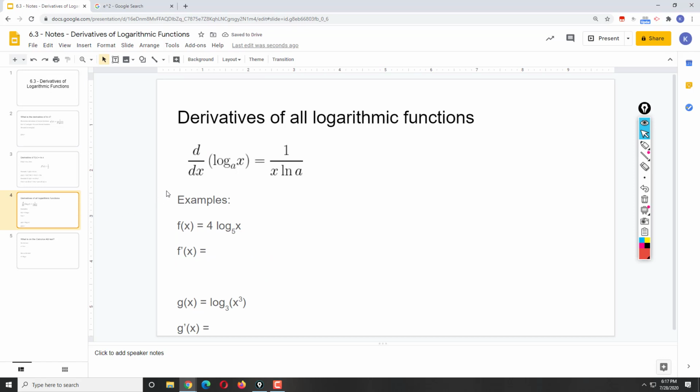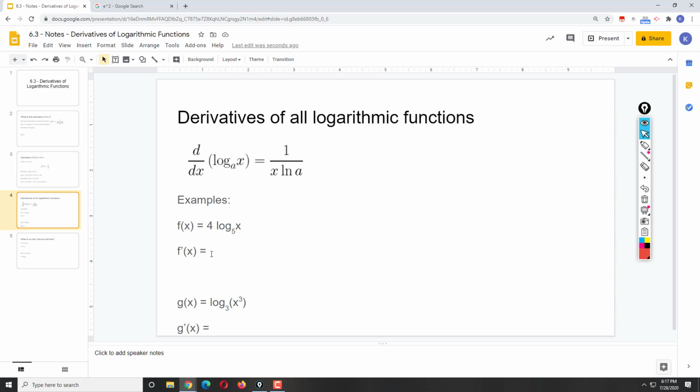Next, what about the derivatives of all logarithmic functions for any base? The derivative of log base a of x is actually equal to 1 over x times 1 over ln a. Khan Academy has a nice proof of this. I'll just link that video to Google Classroom. But I'm not going to prove it here because this is not on the AP Calculus test.